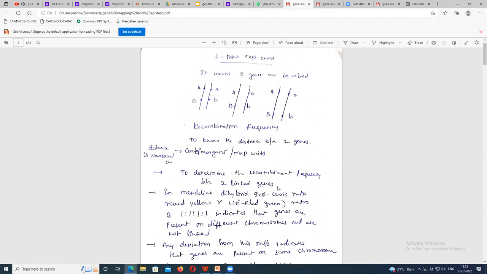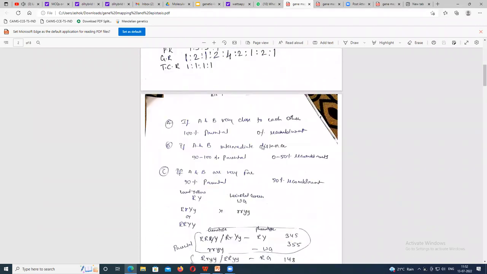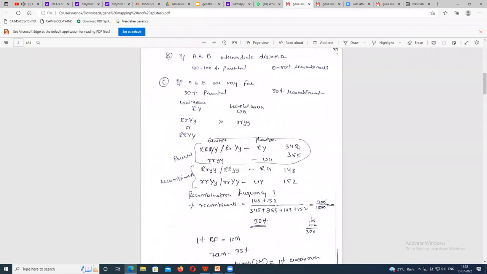You will definitely understand this 2-point test cross. 2-point test cross means we are just trying to know the distance between two genes. Here we have taken capital A and capital B, right? And then we got the numbers of offsprings. The number of offsprings will be more in parental combinations and less in recombinant combinations.